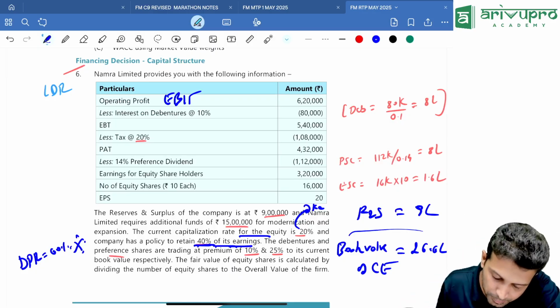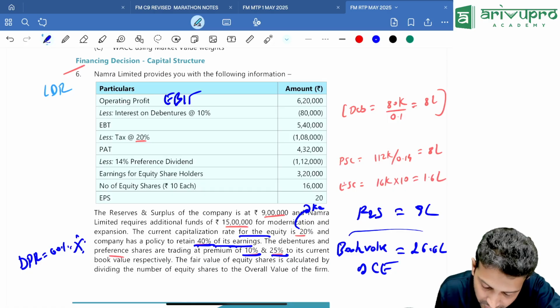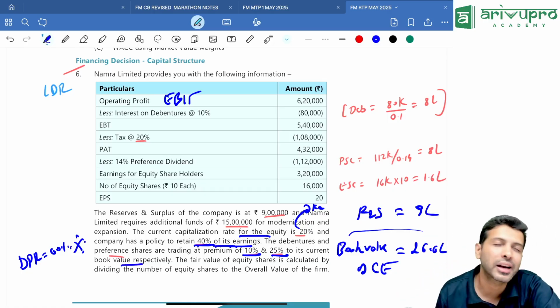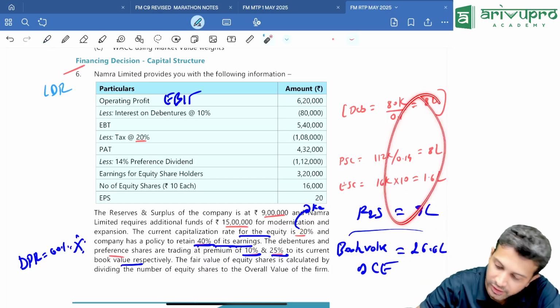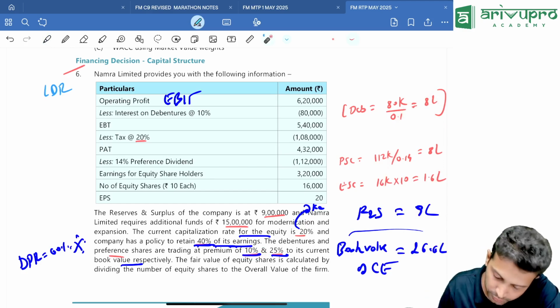Okay, there's one newly framed adjustment. The debentures and preference shares are trading at a premium of 10% and 25% compared to their book value. That means the book value and market value of debentures and preference shares are same or more? More. This is your book value. What we have calculated here is a book value. But the market value is same or more? More. Okay, let's read the rest of the question and come to that.